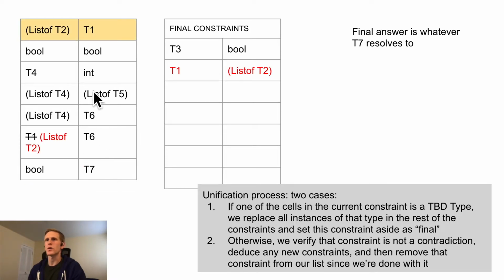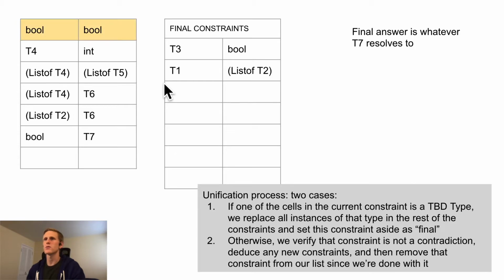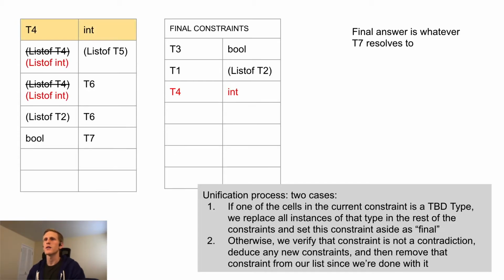Here, this is case 1, because T1 is a to-be-determined type. So we replace T1 in any of the remaining constraints with list of T2, and we set it aside as a final constraint. This is case 2, no contradiction, nothing to deduce, looks good. Okay, case 1, T4 is a to-be-determined type. We replace any instances of T4 with int and set it aside as final.